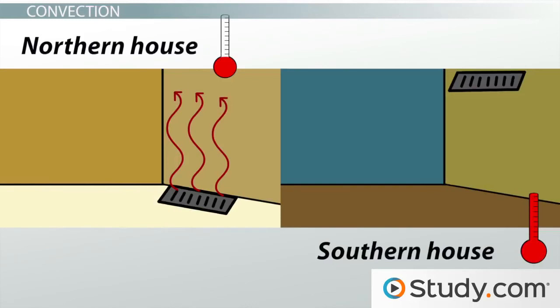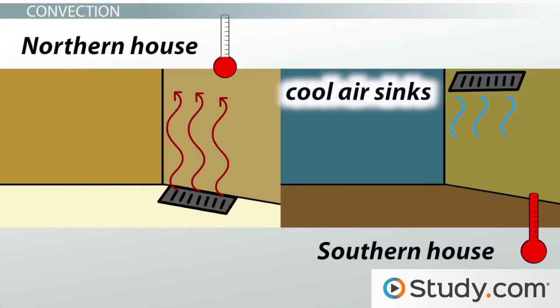The opposite is true for air conditioning. If cool air sinks, you wouldn't want it to start out on the floor because it wouldn't cool the room as effectively as if it starts from the ceiling, where it can cool the room as it falls.